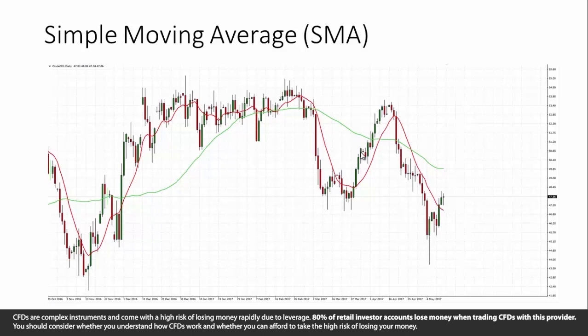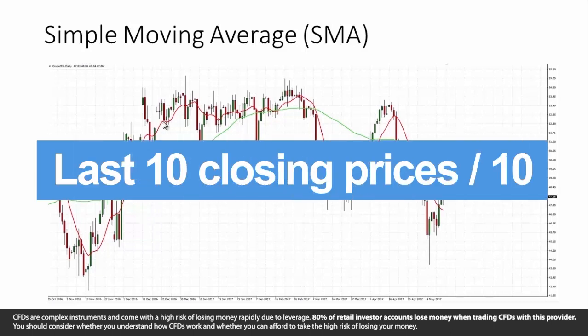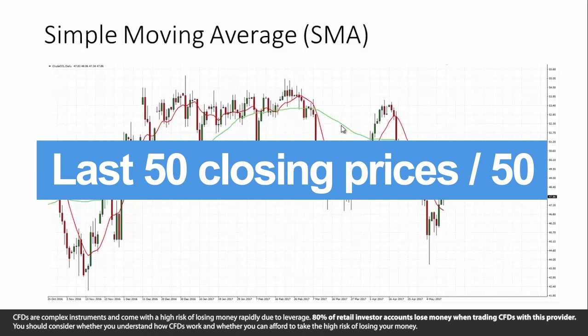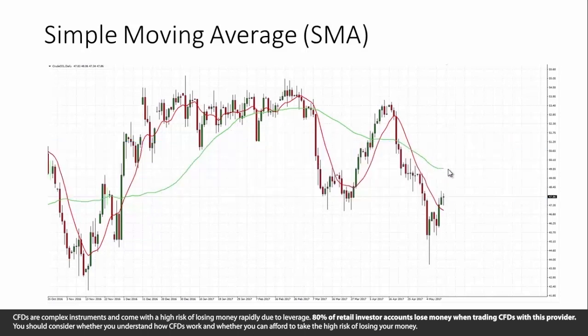SMA simply takes the sum of all of the past closing prices over a time period and divides the result by the total number of prices used in the calculation. For example, a 10-day simple moving average takes the last 10 closing prices and divides them by 10. A 50-day simple moving average takes the last 50 closing prices and divides them by 50, and so on.